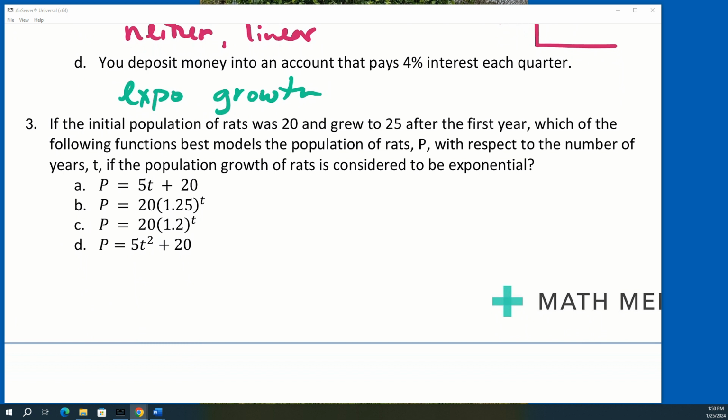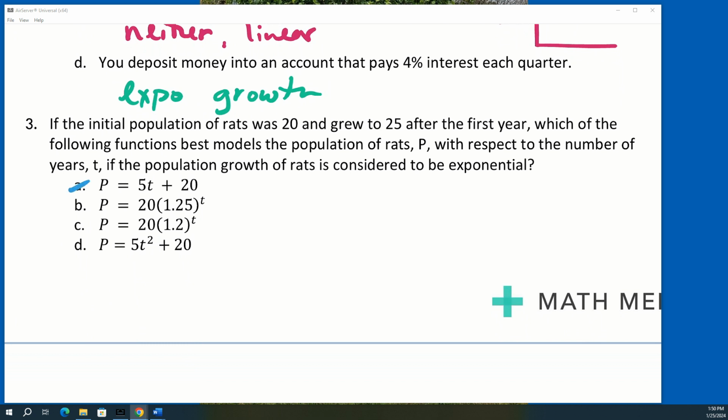I wish I would have changed this problem to not be rats because it grosses me out every year that I do this. But anyway, if the initial population of rats was 20 and grew to 25 after the first year, which of the following functions best models the population of rats with respect to number of years if the growth of rats is considered exponential? So which ones of these choices is exponential? There's 2 of them that are exponential. What letters? B and C.